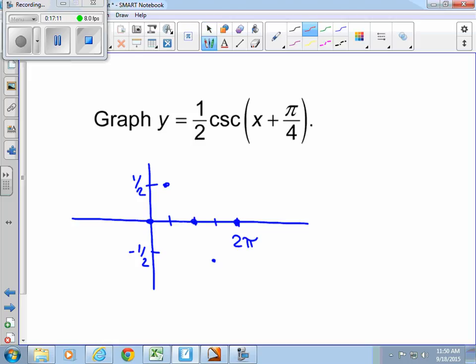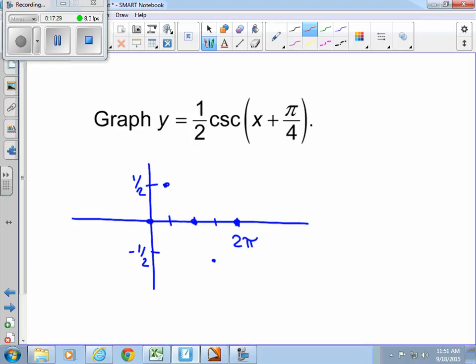Then I'm going to take that sine function. This is my favorite way to do it, but you can do it however you want to. I'm going to go ahead and pick it up and move it left or right. I am going to move this left pi over 4, which is how many tick marks? Half of a tick mark, right? Because each tick mark's pi over 2.